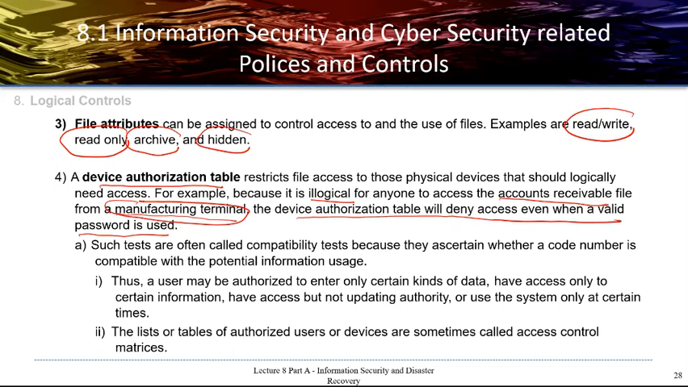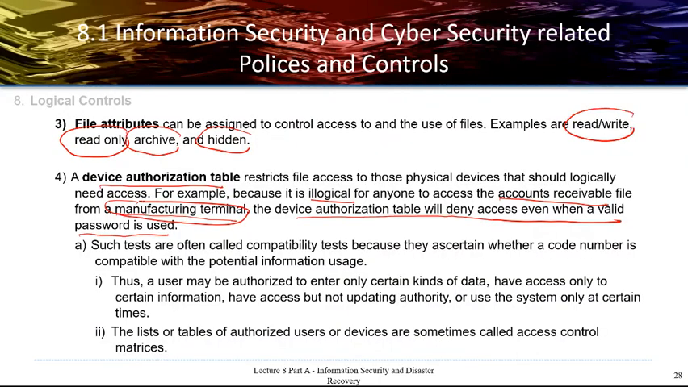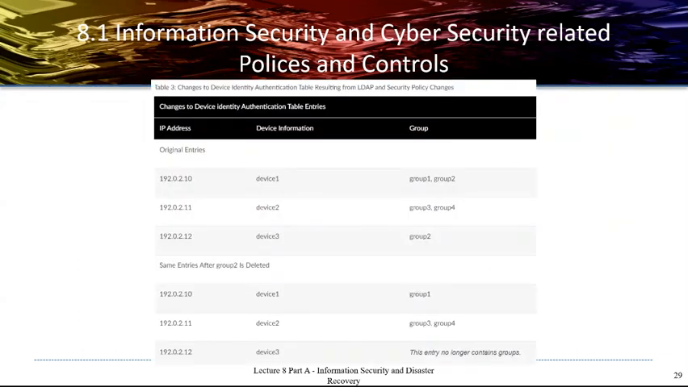The list or tables of authorized users or devices are sometimes called access control matrix. So the device authorization table and the authorized users are mentioned in an access control matrix. This is typically a device authentication table. It gives you the IP address, device information, and the groups who can access. This type of table comes up in software applications. So from these devices only you can access. So you can have that level of control, put it in if it is required.